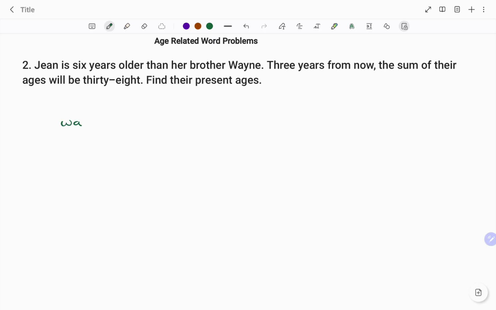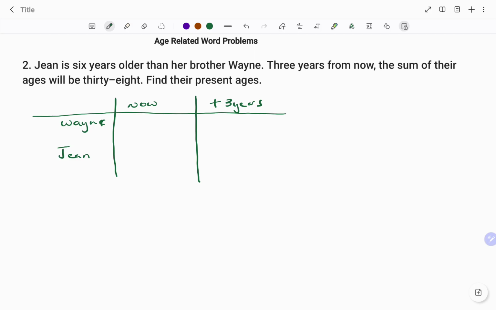Wayne, and then I have Jean. So therefore, I have their ages now, and then I have their ages in 3 years. So I'm going to say plus 3 years.